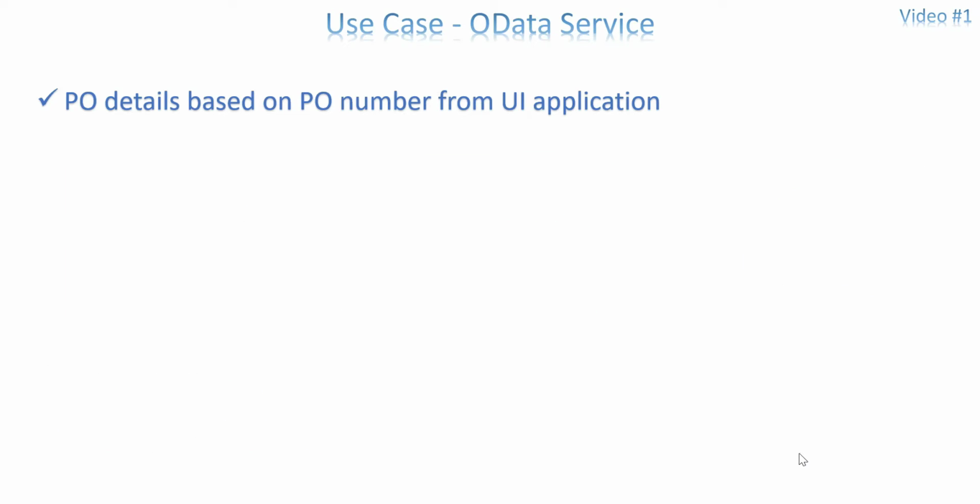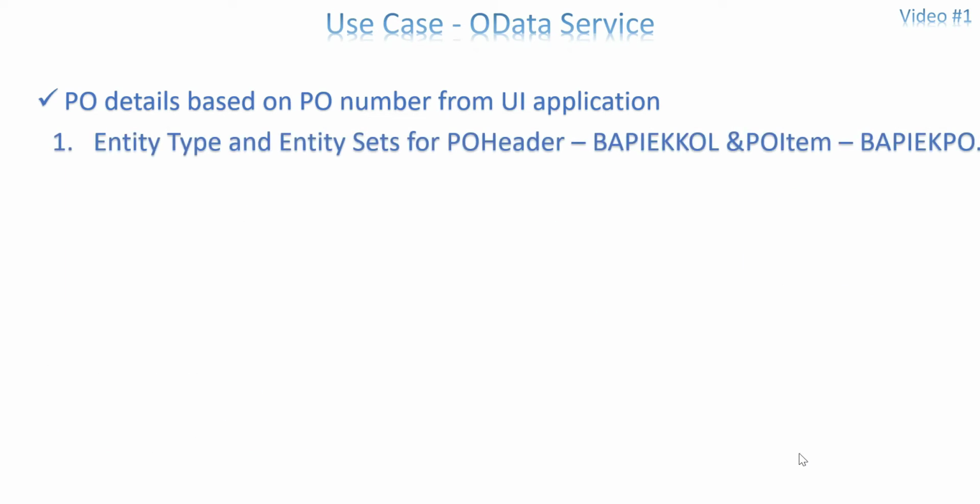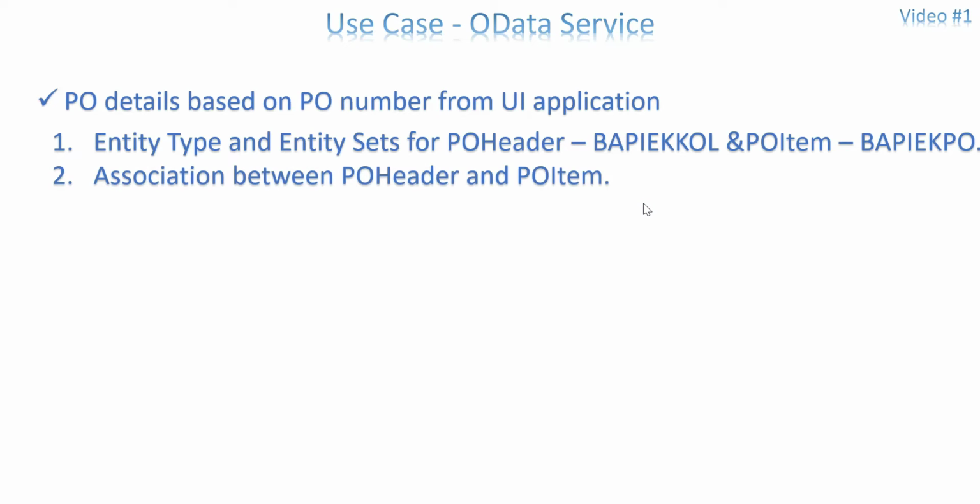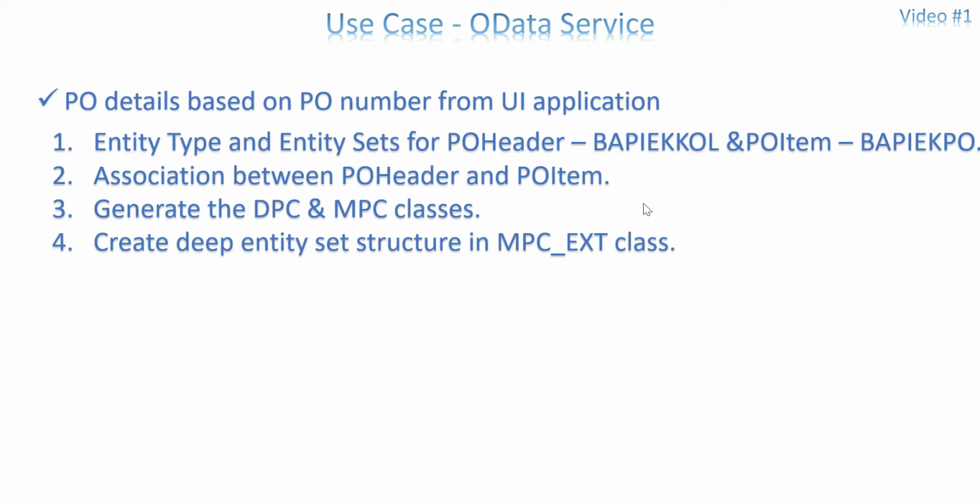Before that, technically a few steps, it's easy for understanding. I'm going to create two entity types, obviously with the entity sets, for PO header and PO item. I'm going to follow the same structure which is available in BAPI_PO_GETDETAIL, so BAPIEKKOL for header and BAPIEKPO for item. Then I'll create an association between header and item along with the navigation property, and then generate the DPC and MPC classes, and create a deep entity structure in the MPC extension class, which has header and item.